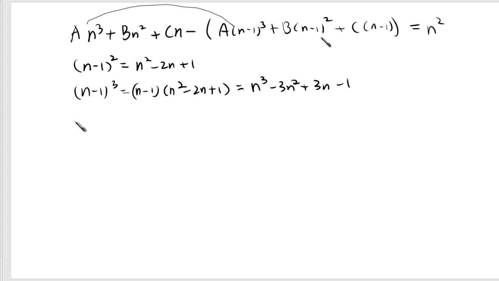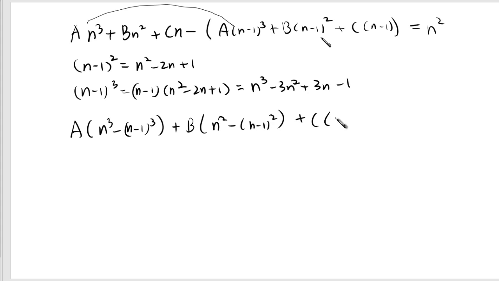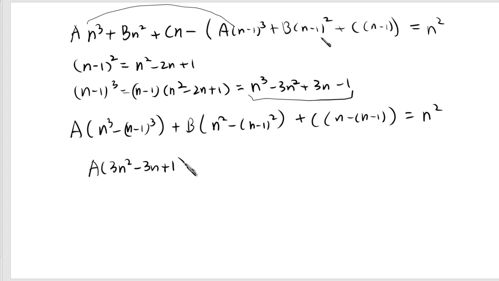combine these two, I get a times n cubed minus n minus 1 cubed, plus b times n squared minus n minus 1 squared, plus c times n minus n minus 1, equals n squared. And this means you're doing n cubed minus this, and since n cubed is common, these will cancel and all the other ones will have the negative sign because of the minus in front. So you're going to get a times 3n squared minus 3n plus 1, plus b times, this time it will be n squared minus this one, so n squared is common, so you're going to get positive 2n minus 1. Okay, and then c times n minus n minus 1, n cancels, so you just get 1, equals n squared.